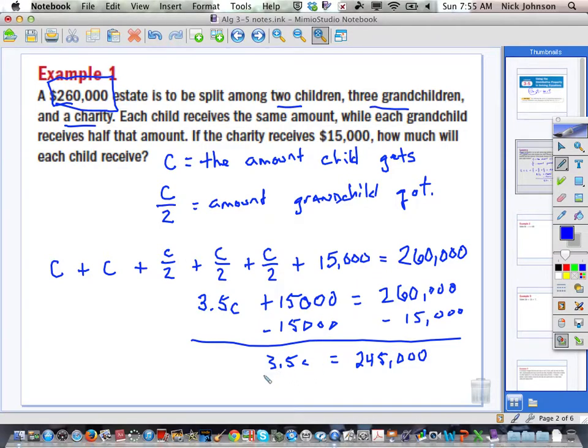The inverse of multiplying by 3.5 is dividing by 3.5. Whatever I do to one side, I have to do to the other. 245,000, I'm doing this on my calculator, divided by 3.5 is C equals 70,000. So if every single child gets 70,000, that means the grandchild gets half that. What's half of 70,000? 35,000.